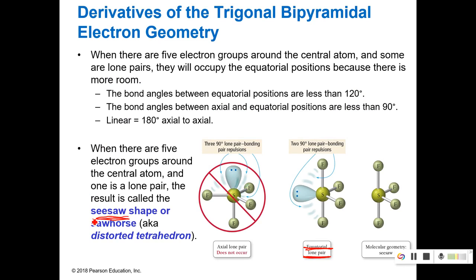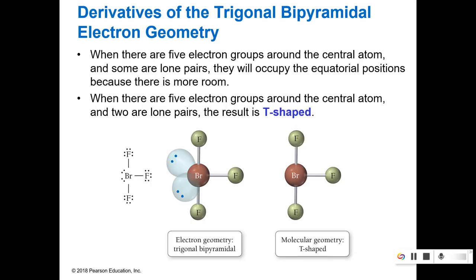This one is called seesaw because if you turn it on its side, it will look like a seesaw. Now, I know those aren't around as much as they used to be, but they're still around. Okay, this angle here is 90. And then here we've still got the 120. Next one you take off is still equatorial. This one looks like a T. If you flip it, it looks like this. So this one is called T-shaped.